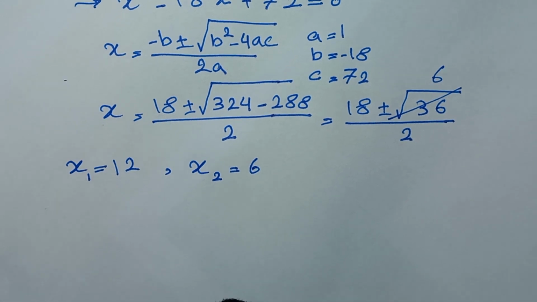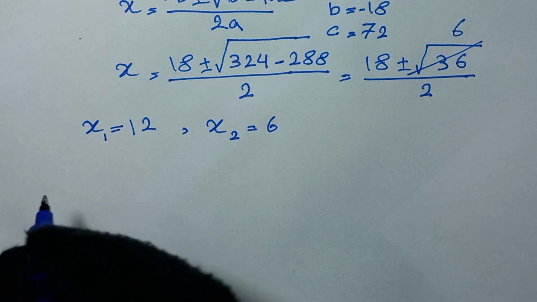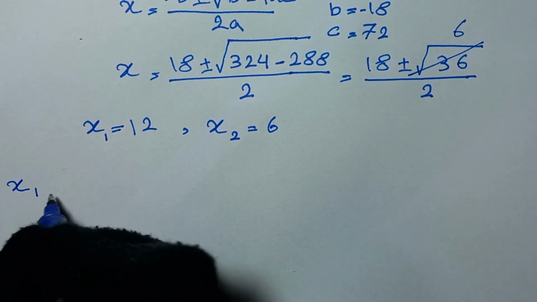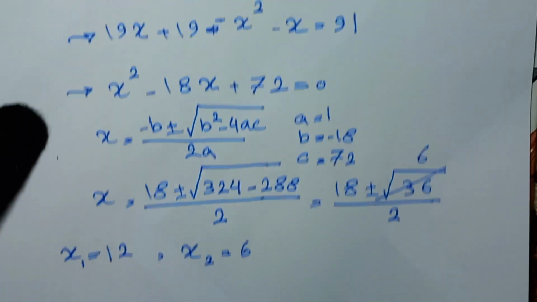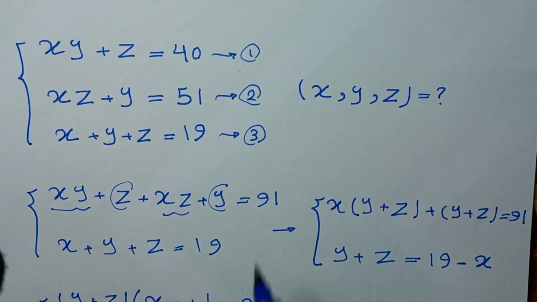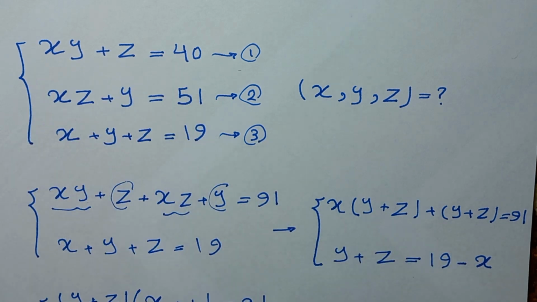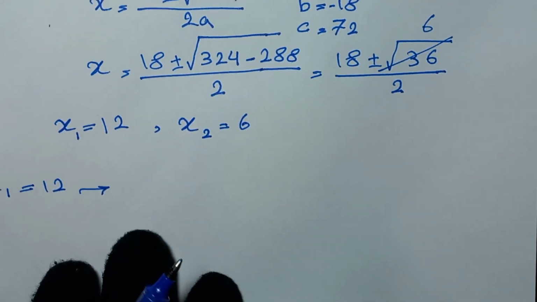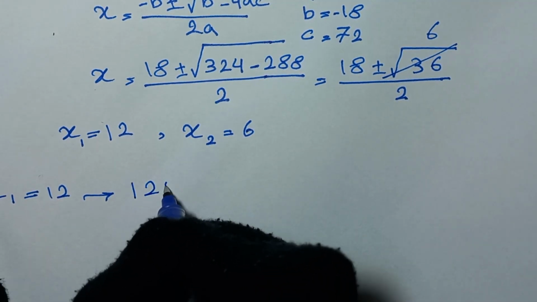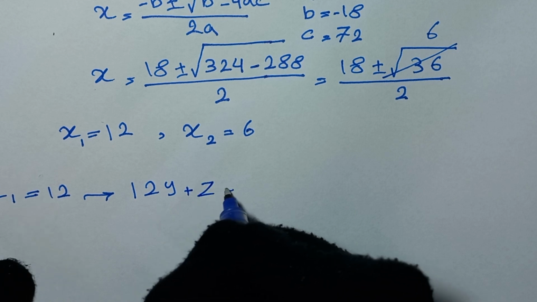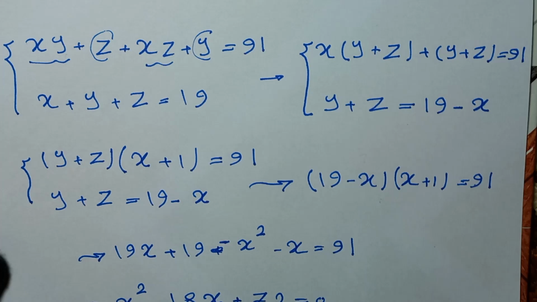So in the next step we want to find the value of y and z. If x1 is 12, we use equation 1 and equation 3. From equation 1, xy plus z is equal to 40. We write here: from equation 1, xy, so x is 12, it will be 12y plus z is equal to 40.